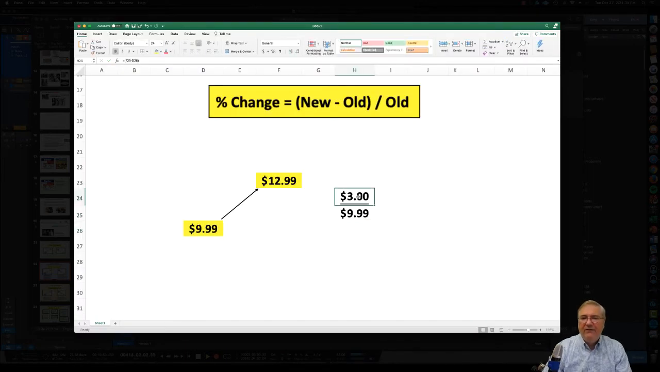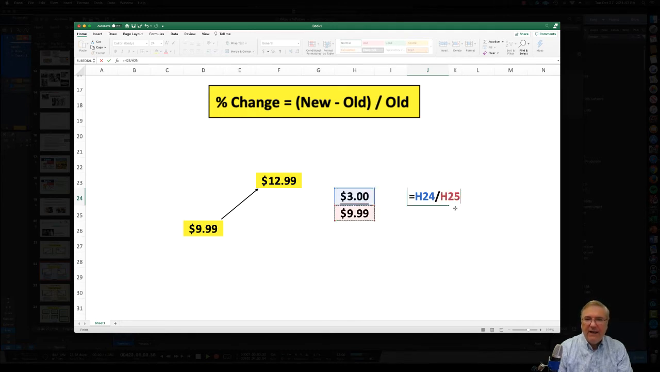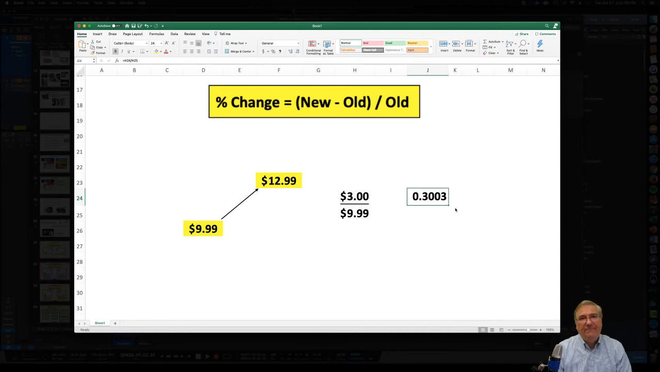Okay, so we have to divide $3 by $9.99, and we can use our spreadsheet to calculate that. Equals the numerator, which is cell H24 in this case, divided by the denominator, which is H25. So that represents an increase of 0.3003. Now, at this point, all you have to do is click on the percentage icon once again and stretch it out by one decimal, and you get an increase of 30%. And so the Netflix membership has increased by 30% over the past 2 years.